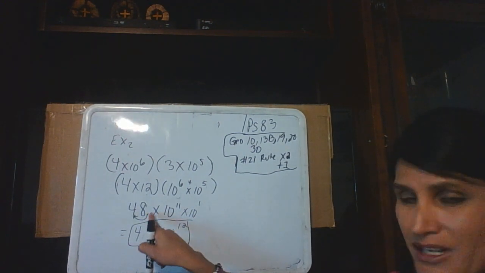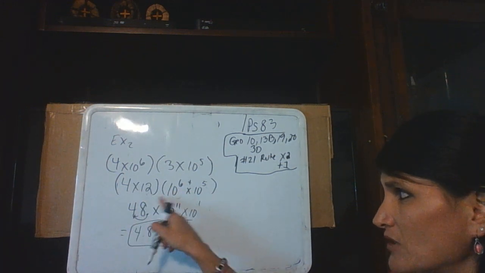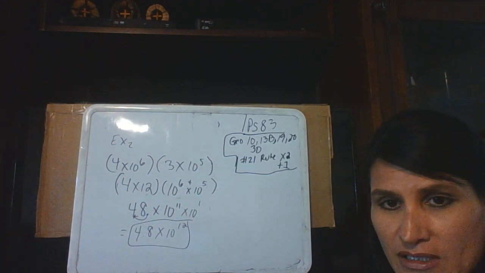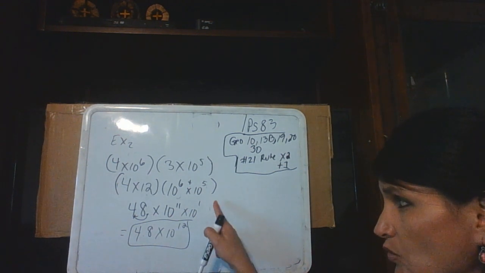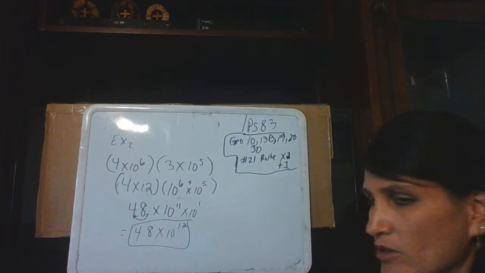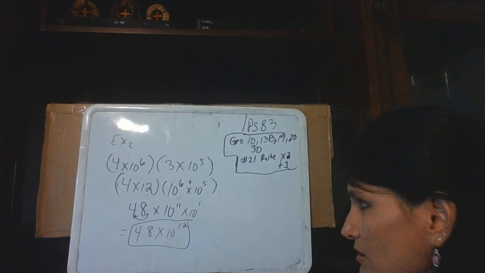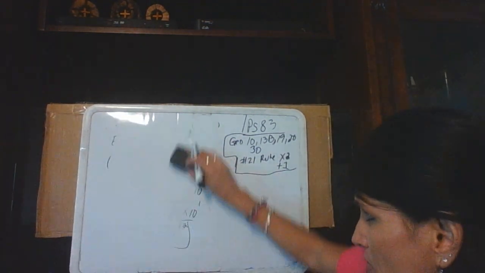Please be sure to check your number once you multiply. If it comes out to a number that does not have a decimal, or the decimal is not in the proper place, you have to take one more step. The answer is 4.8 times 10 to the 12th. Okay, let's do a couple of other examples.